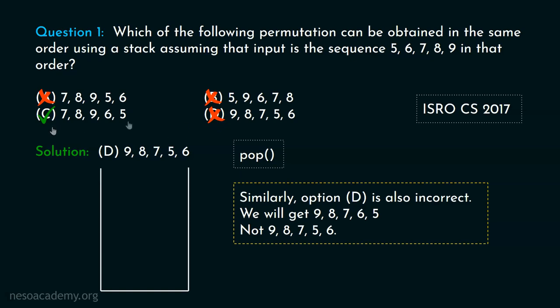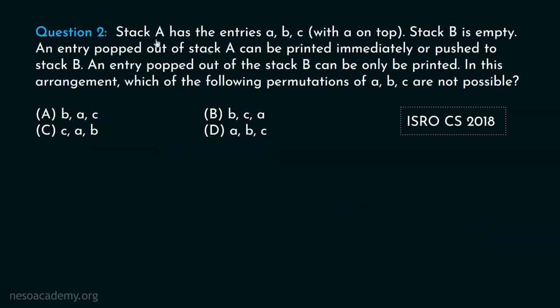Okay. Let's consider question number 2. Stack A has the entries A, B, C with A on top. Stack B is empty. An entry popped out of stack A can be printed immediately or pushed to stack B. Okay. So an entry popped out of stack B can only be printed. In this arrangement, which of the following permutations of A, B, C are not possible? So these are all the options available in front of you.